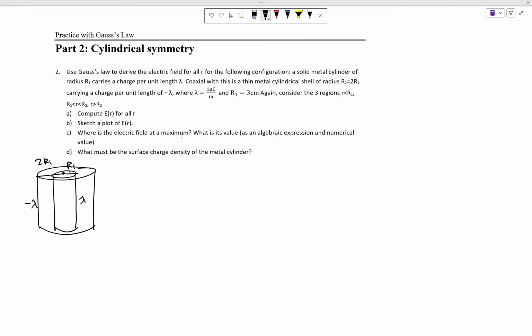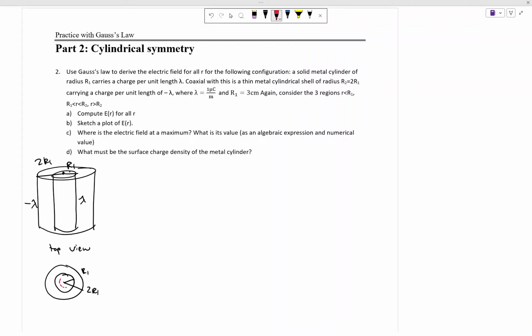And again, we're going to consider it in 3 different regions. We're going to compute E, sketch what it looks like, see where it's a maximum, and then actually compute what the surface charge density of the metal cylinder is. So actually, this is sort of a side sketch. Let me also draw it from the top view. This thing will just be a circle. It's maybe a little bit easier to see. Actually, this will be something like this, where we have R1 and 2R1.